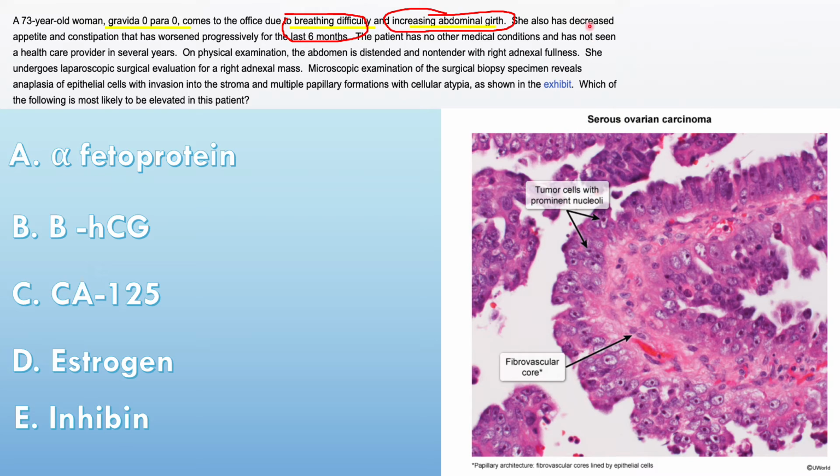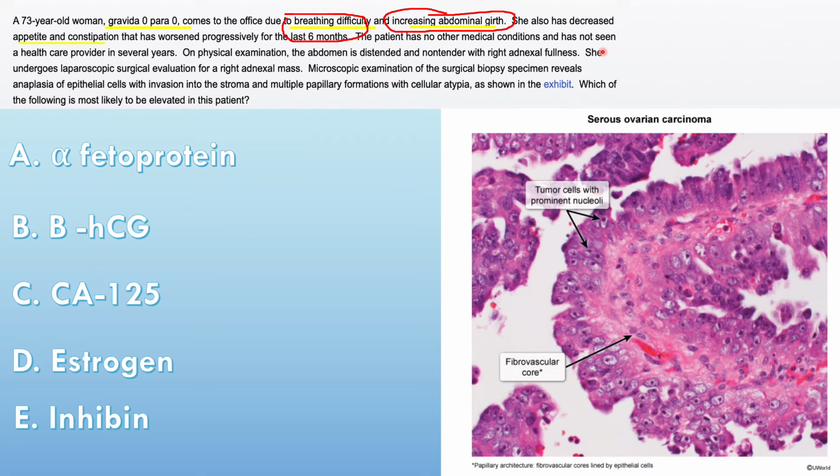She also has decreased appetite and constipation. This is another indication of spread or metastasis to the peritoneum. I'm going to show you a picture in a moment. Decreased appetite, constipation that has worsened progressively for the last 6 months. Something, guys, that I learned in clinical is that whenever you see something within months, it's most likely malignant. Within years, it's most likely benign. Within days or weeks, it's most likely acute inflammatory. So within months, something happening like that, in an elderly woman who is nulliparous, is suspicious, right?